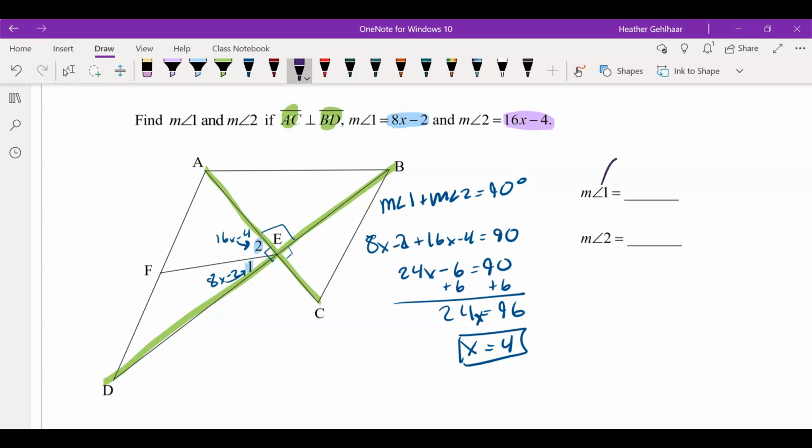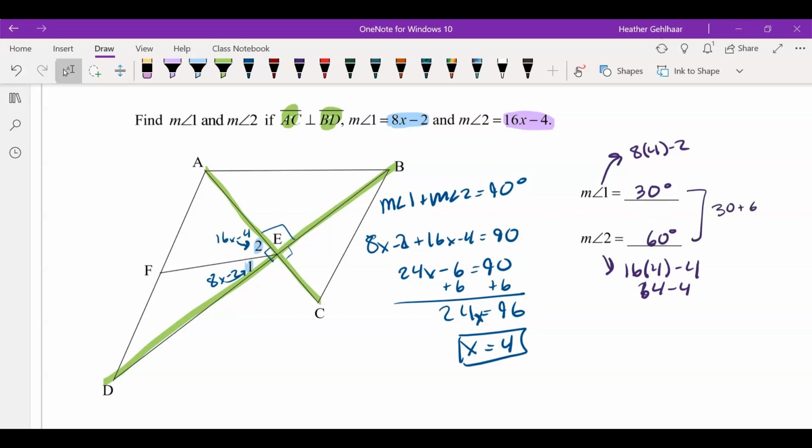I know the measure of angle 1, we're going to do 8 times 4 minus 2. So 8 times 4, we get 32 minus 2. We're going to get 30 degrees. And then this guy here is going to be 16 times 4 minus 4. And that's going to be, not 24, that's going to be 64 minus 4. And then we'll get 60 degrees. Now to check, if I do 30 plus 60, that equals 90 degrees. Awesome. All right, and there you have it.